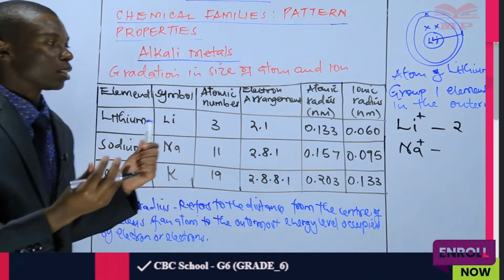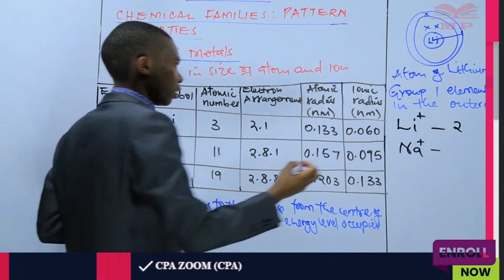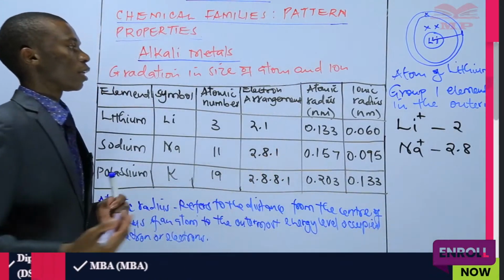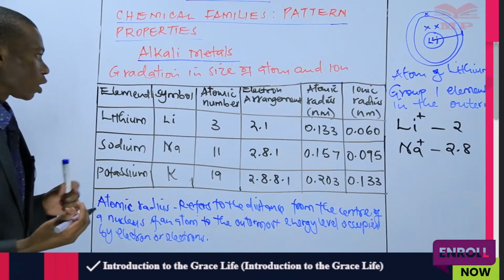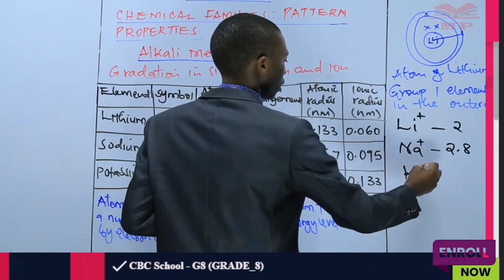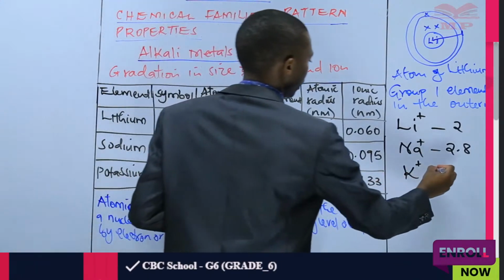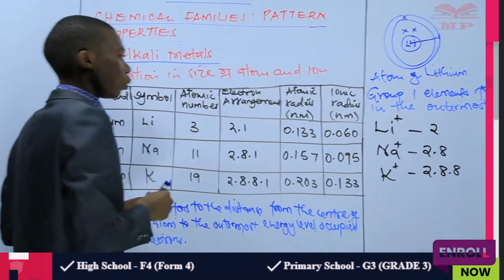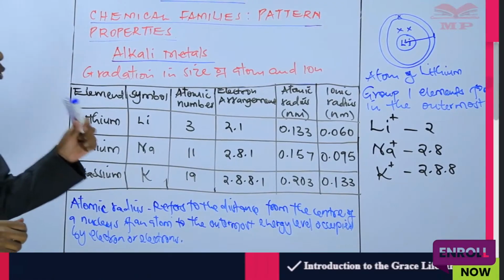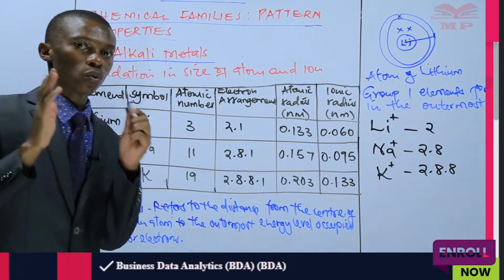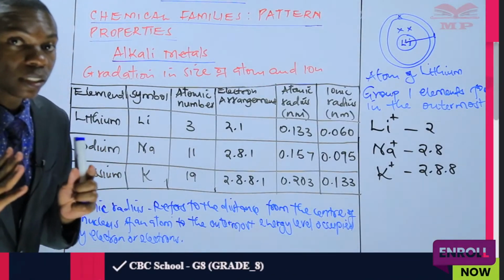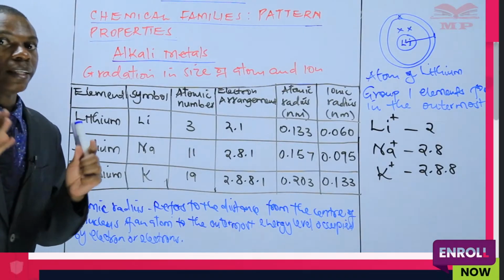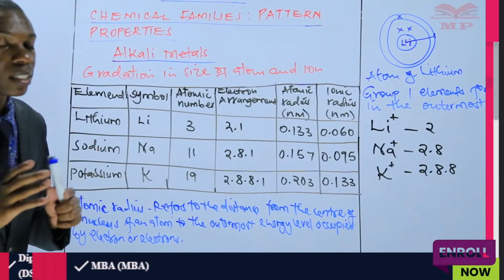nucleus, and therefore the net charge is a positive. Therefore, the configuration will be 2, 8, because it has lost 1 electron from the outermost energy level. For potassium, again it will be a potassium ion, and once it loses 1, the configuration will be 2, 8, 8. So those are the electron configurations of ions of group 1 elements when they form ions. And they form ions by losing 1 electron from the outermost energy level.